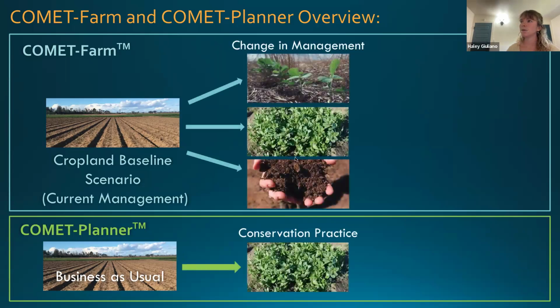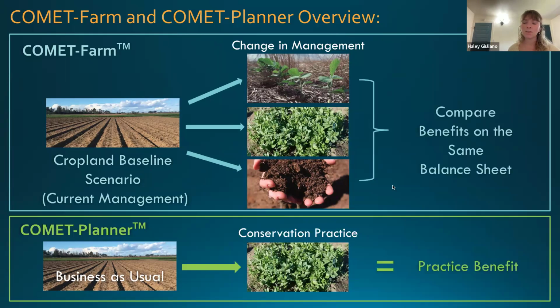And then with COMET Farm, you will implement some sort of change in management, which you can manually change. You can use one of the quick adds to add a practice change. You can change everything that you added, or you can just change maybe your tillage level, or maybe you want to add just a cover crop. With COMET-Planner, you are also implementing some sort of change in management. However, you're selecting from that list of 34 conservation practice standards, and then from there, a type of implementation.